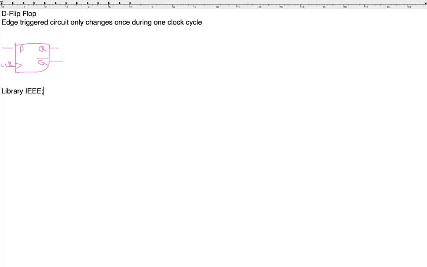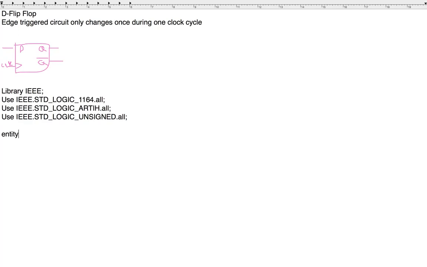So library IEEE, remember, always start out with this. Use IEEE dot standard logic, and then dot 1164 dot all. Okay, now that we have our libraries in here, let's get on to our next one.